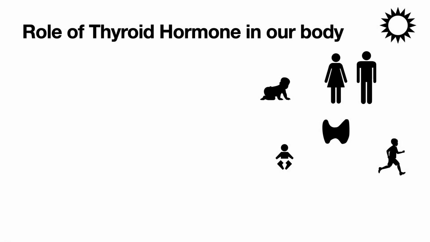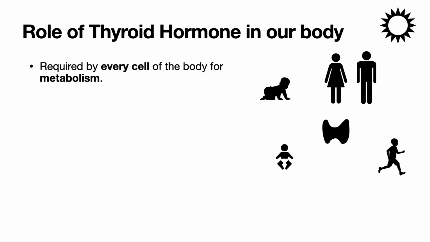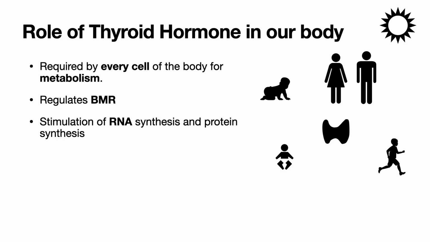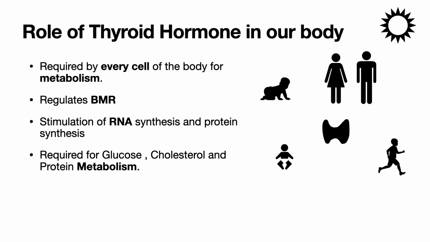Now let's see the role of thyroid hormone in our body. The thyroid hormone is required by every cell of the body for its metabolism. It regulates the BMR, or the basal metabolic rate. It stimulates the RNA synthesis and the protein synthesis. It is also required for glucose, cholesterol, and protein metabolism. It is also required for the heat production by thermogenesis.